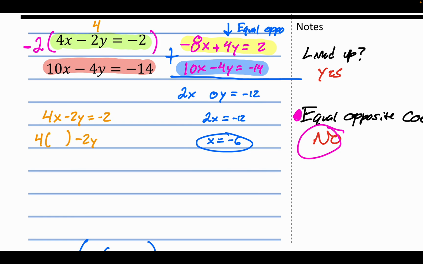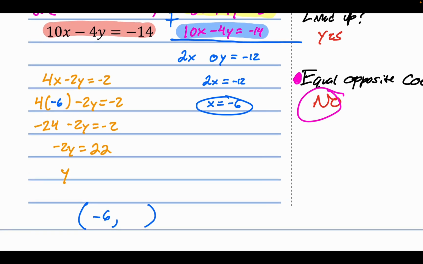We remove the x. We replace it with a negative 6. We get negative 24 minus 2y equals negative 2. We add 24 to both sides, gives us positive 22. Divide by the negative 2. And y is negative 11.